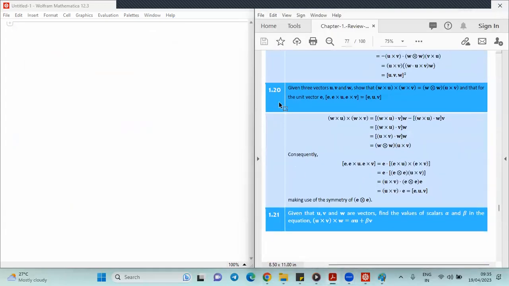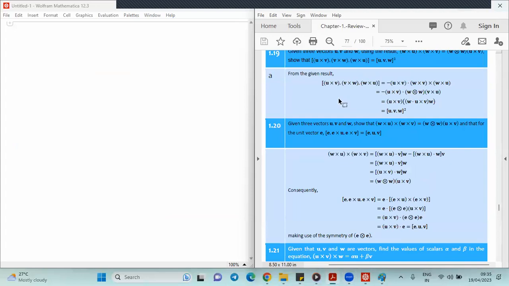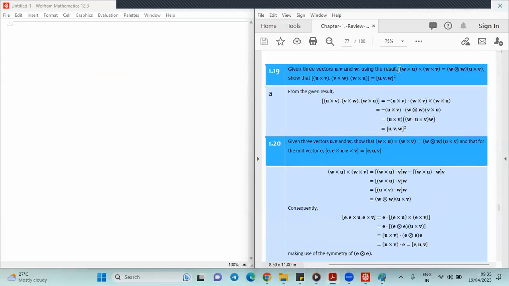And now we have question 1.20. Similar question. Given 3 vectors U, V, W, show that this, right? We should show this. Are we really meant to show it? Okay, we'll show it, because we're asked to. They didn't say we should use it to show something. Instead, we should show it and also show something else. We should show that for a unit vector E, a unit vector is just a vector with a magnitude of 1, we should show this. And after showing it, we should say that this is equal to what they have here.